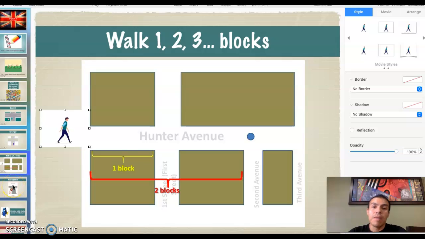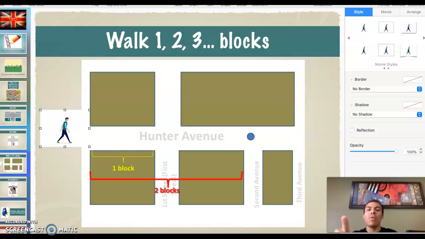Very important here. The expression is walk 1 block, walk 2 blocks, walk 3 blocks. Incorrect. Walk 1, 2, 3 blocks. Incorrect. It's walk 1 block, walk 2 blocks, walk 3 blocks, okay?